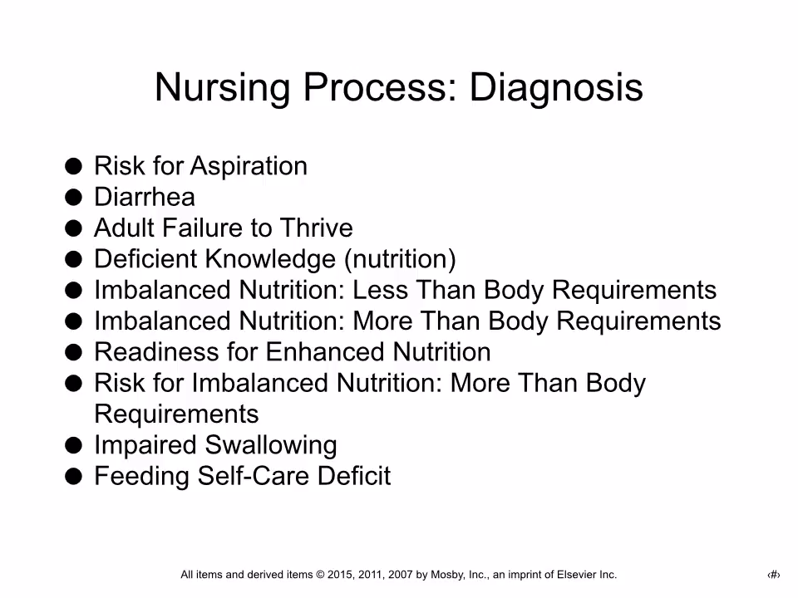Risk for imbalanced nutrition more than body requirements. The earlier one is for a person who is actually obese, morbidly obese. Now, risk for imbalanced nutrition more than body requirements can be for somebody who right now is on the border of becoming overweight or obese. And so, for that, you can say risk for imbalanced nutrition more than body requirements. Impaired swallowing, feeding self care deficit. So, these are some of the common diagnoses related to nutrition problems.